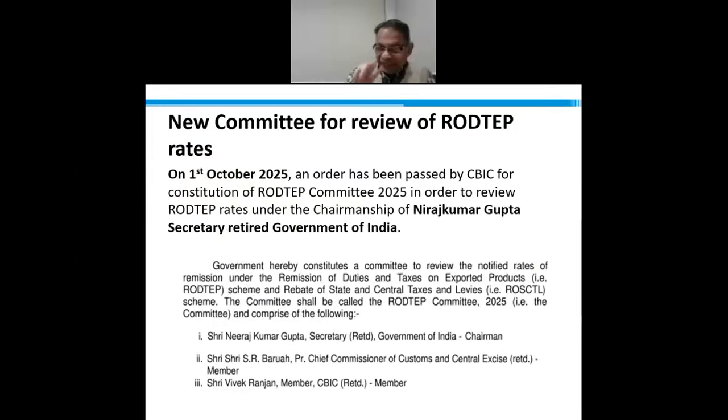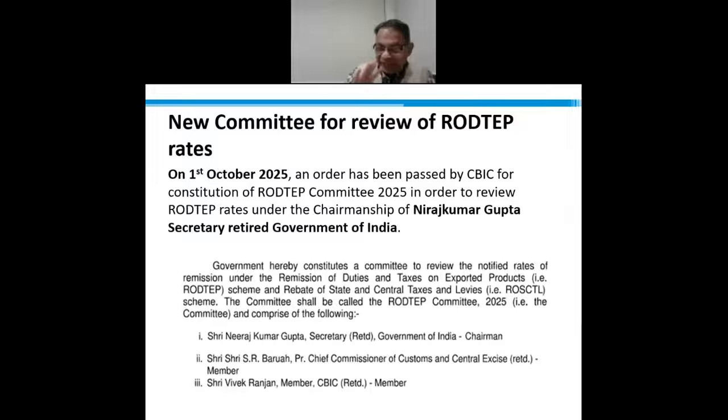Now let us come to the new committee. On 1st October 2025, an order has been passed by CBIC for constitution of the RoDTEP Committee 2025 under the chairmanship of Neeraj Kumar Gupta, and the members are Mr. Barua, Principal Chief Commissioner of Customs and Central Excise, and Mr. Vivek Ranjan, member CBIC. Both are retired officers.